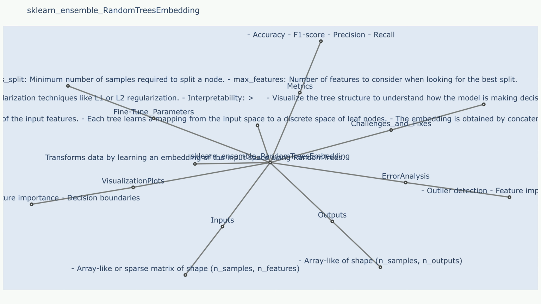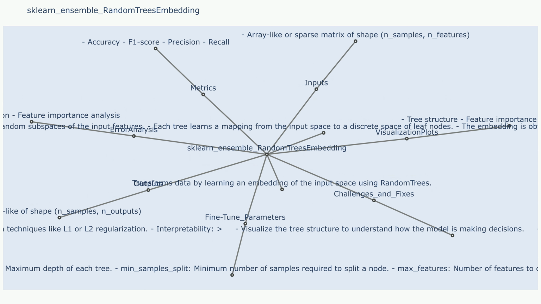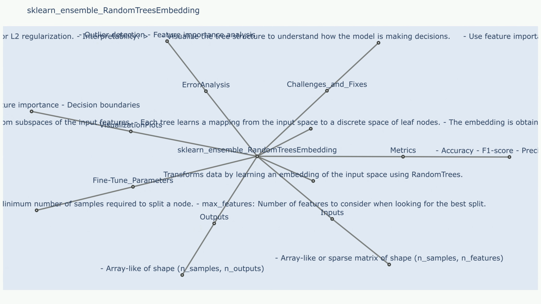A higher value can prevent overfitting, while a lower value may result in an underfitting model. Parameter 4. Explain in detail. Sparse output. This parameter determines whether the output is a sparse matrix or a dense array. If set to true, the output will be a sparse matrix, which can be more efficient for storing and processing large datasets. If set to false, the output will be a dense array.